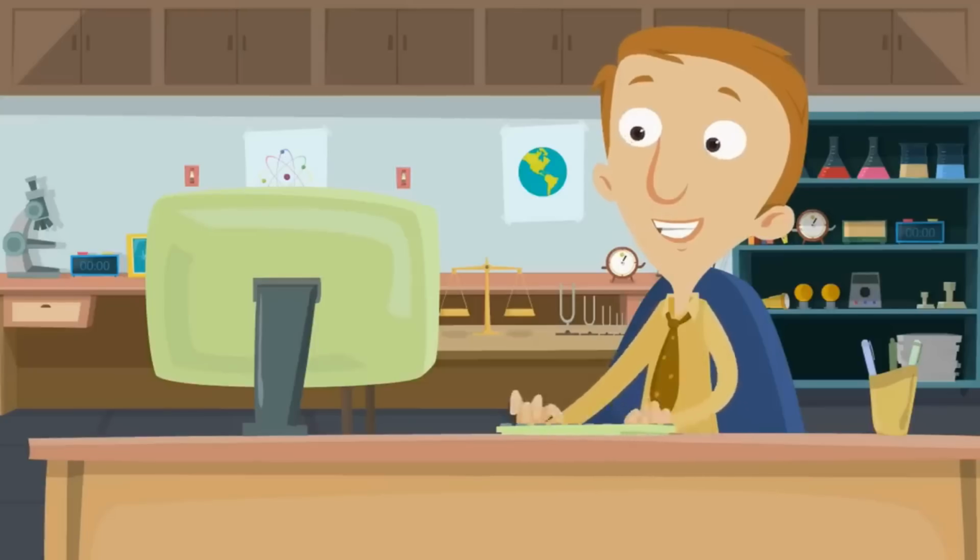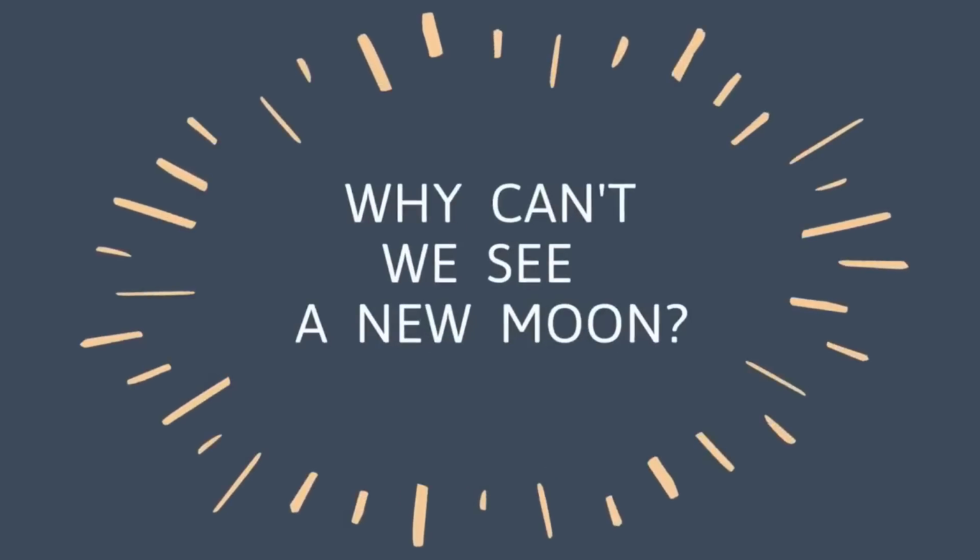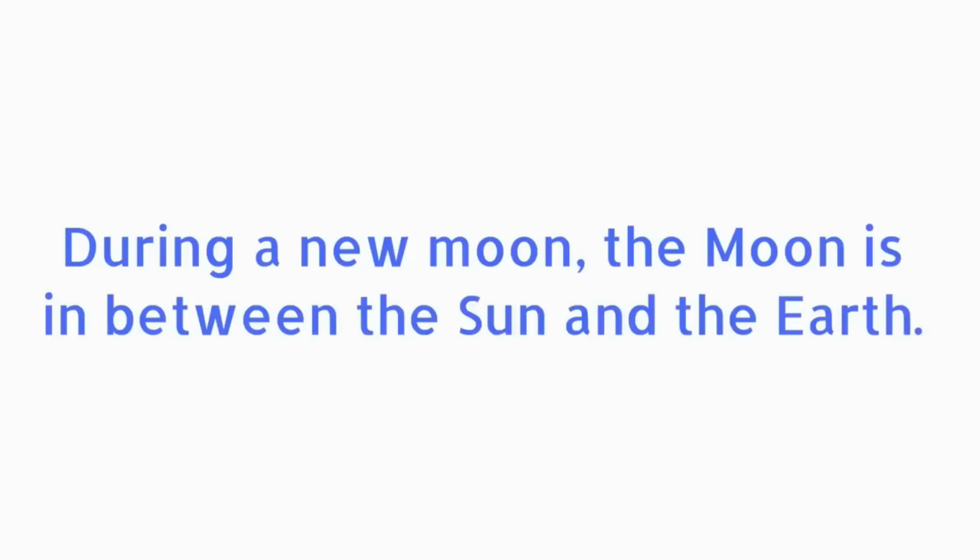Starting with the first phase of the moon, it's called a new moon. If you're wondering where it is, join the club. It's actually right here where the arrow is pointing. And notice you can't see a new moon. That's right, it looks like it just isn't there. So why can't we see a new moon? Well, during a new moon, the moon is in between the sun and the earth. Because of this, it can't reflect the sun's light toward us. So during a new moon, we can't really see the moon.